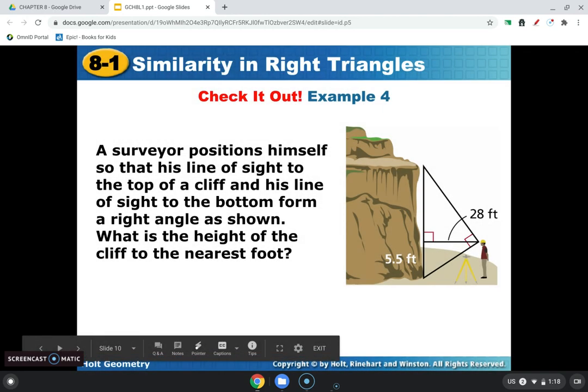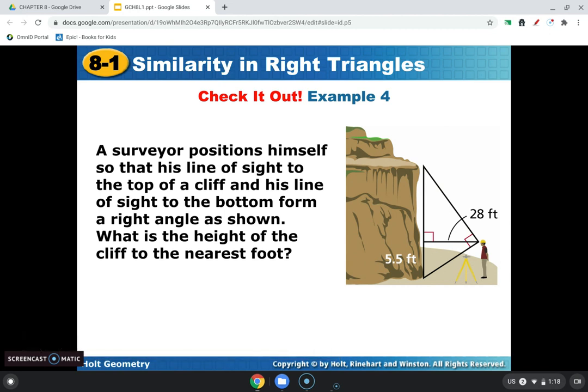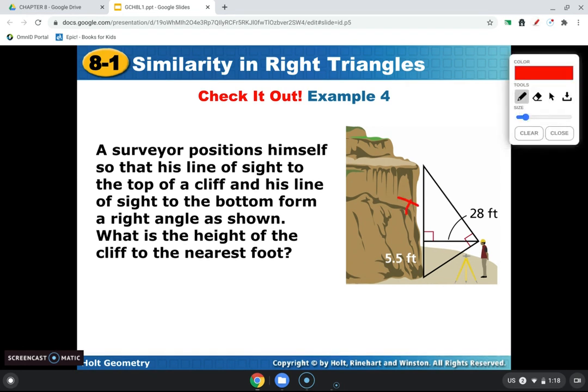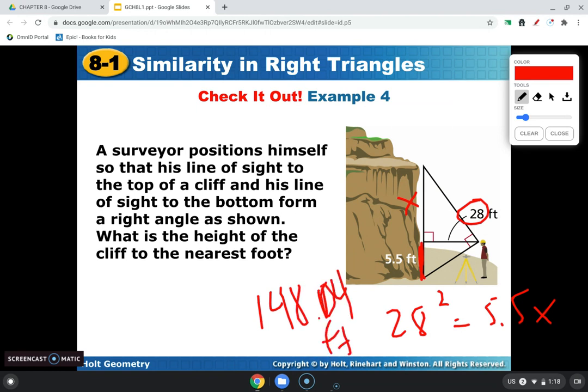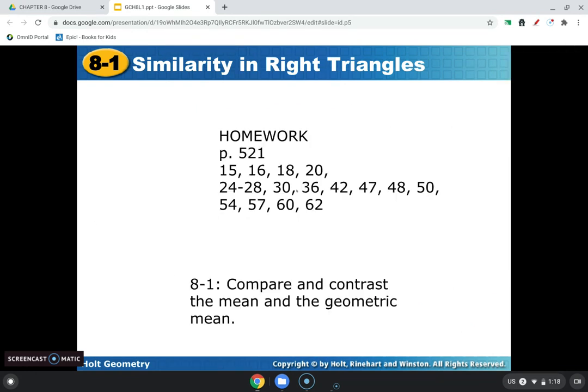A surveyor positions himself so that his line of sight to the top of the cliff and the line of sight to the bottom form a right angle, as shown. What is the height of the cliff to the nearest foot? We're going to use our relationship to find that. The first thing we have to do is find x. We can see that 28 squared would equal 5.5 times x. So I take that divided by 5.5 and get 142.54 for x, but don't I have to add that 5.5 back to it? So that gives me a height of 148.04 feet. So use those geometric mean formulas to help yourself out.